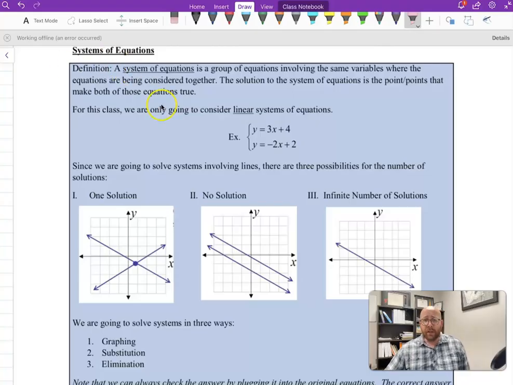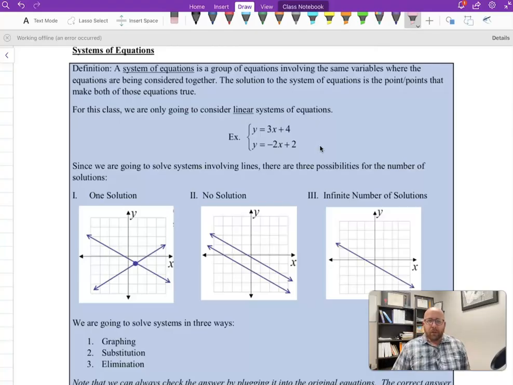So here is an example of a linear system. We have two equations. We have the equation y is equal to 3x plus 4, and we have the equation y is equal to negative 2x plus 2. And the goal here is to find the x and y values that satisfy both equations at the same time.